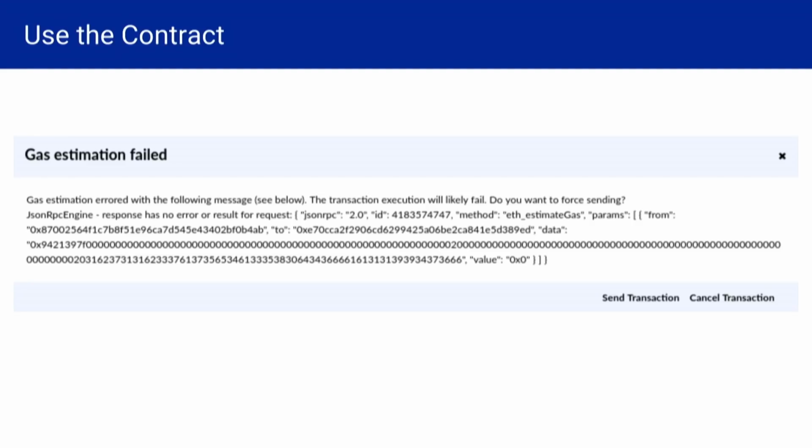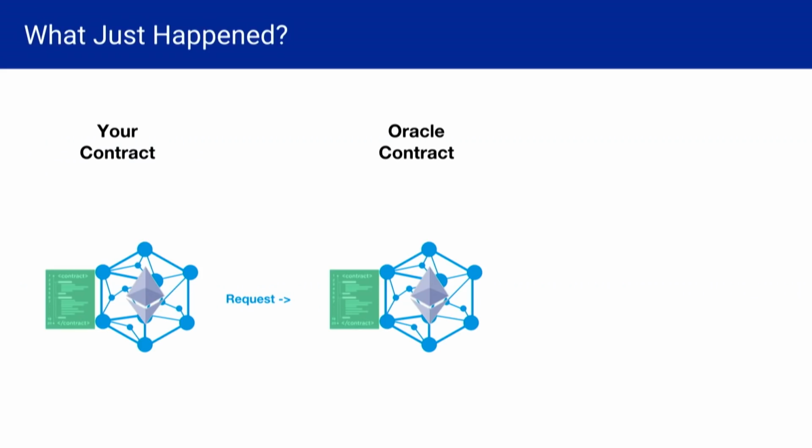This is the most common error that I see when using Remix, and it essentially means that that contract has not been funded with enough link to make the request. So if you do ever see this error message, check and make sure that that token transfer was successful, so that that requesting contract is funded with link. So now, assuming that the request did go through, this is what just happened.